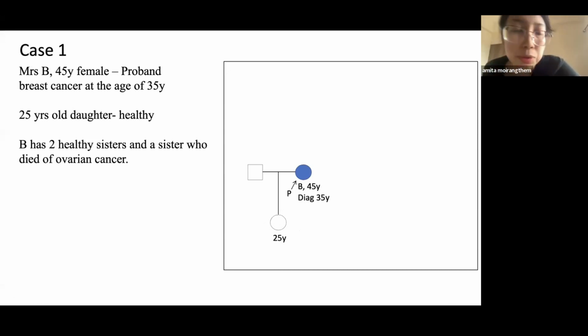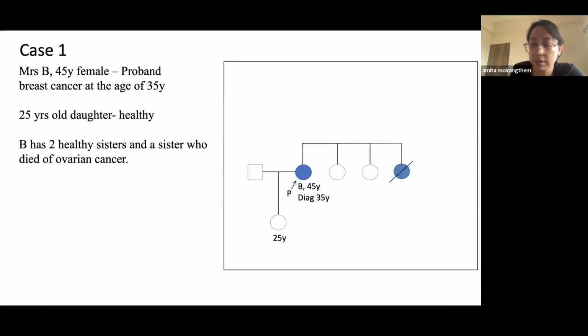Next, Mrs. B has two healthy sisters and a sister who died of ovarian cancer. So this is the extension of the family tree. Mrs. B has two healthy sisters here and another sister who died of ovarian cancer. Here again it's shaded. Someone may ask why I have shaded it in the same color as the breast cancer. Here I'm taking it that the breast and the ovarian cancer are because of the same cause. It depends, you may shade it in a different color.